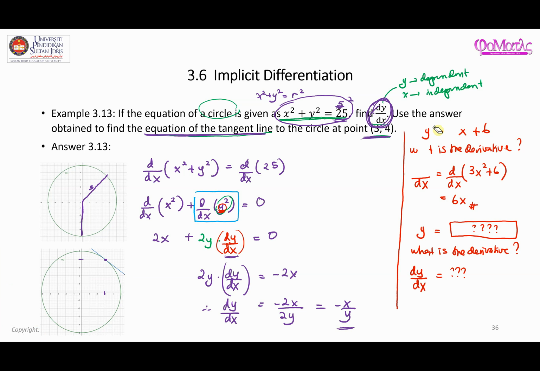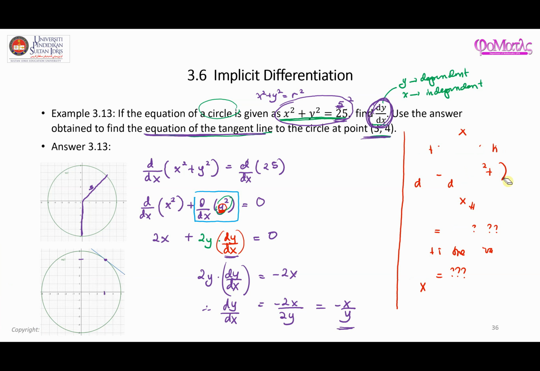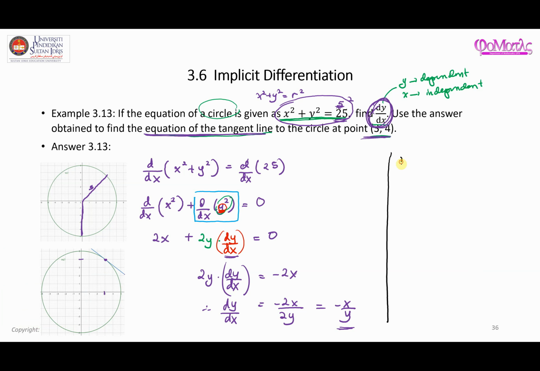Just going to erase this part. Okay, so now the slope of the line is equal to dy dx. And what is dy dx? It is negative x over y. So what is the value of x and y? The value is 3 and 4. So we're just going to replace that with negative 3 over 4. So that is the slope.